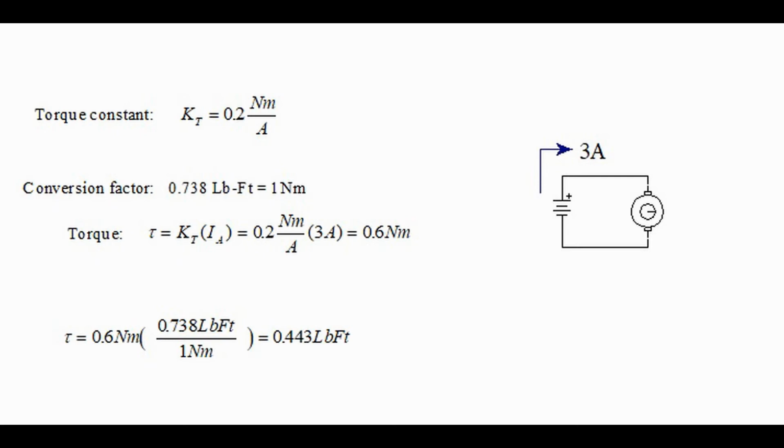The torque produced by a DC motor depends on the torque constant and armature current. The torque constant is given by the manufacturer, and it relates torque in Newton meters to armature current in amps. In this example, with the given torque constants and 3 amps of armature current, we have calculated a torque of 0.6 Newton meters. We use the conversion factor to go from Newton meters to foot pounds. Notice that most people say foot pounds, but it should really be pounds foot according to our book.